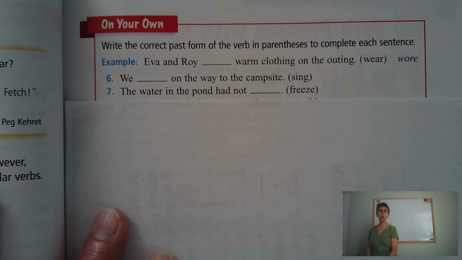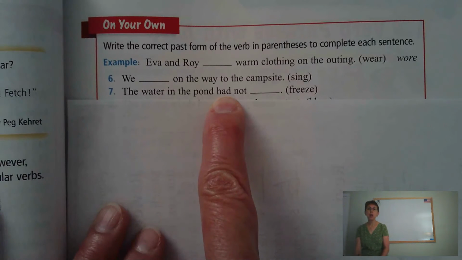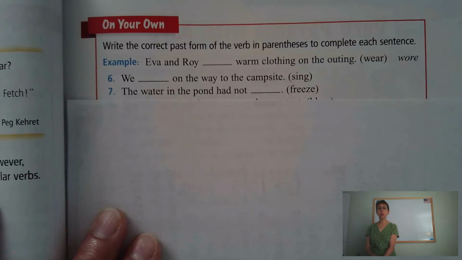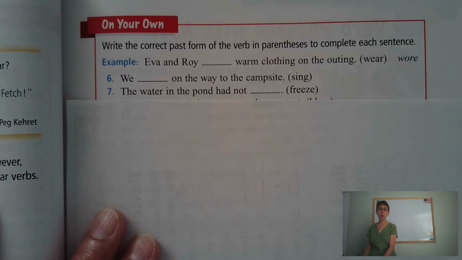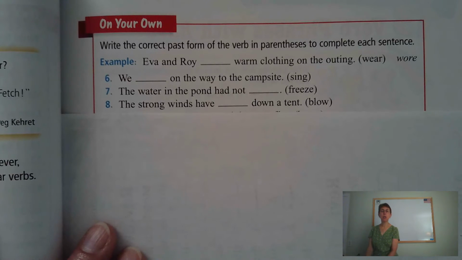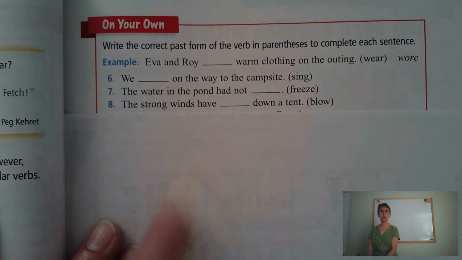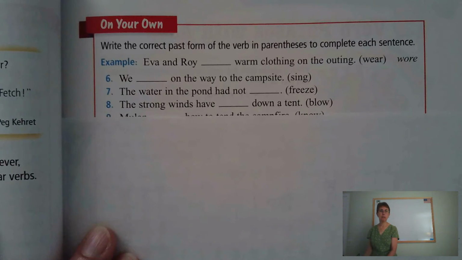Number 7, the water in the pond had not blank. We're using a form of freeze. Notice you do have the helping verb had in here, so you have to use a form of the verb that uses the helper. So the water in the pond had not frozen. Number 8, the strong winds have blank down a tent. We're using blow. You do have the helping verb have, so you have to use the form of blow with the helping verb. The strong winds have blown down a tent.